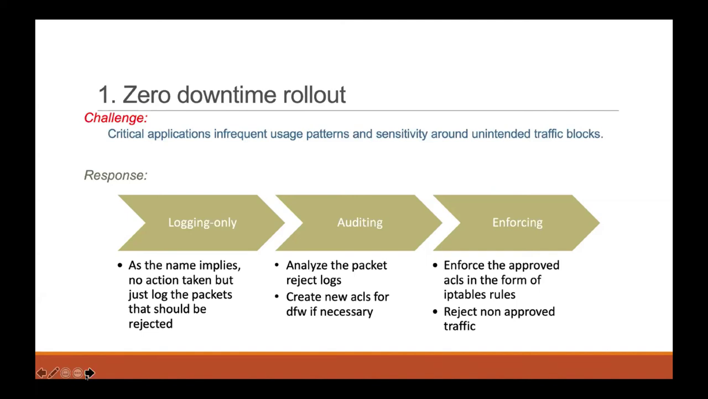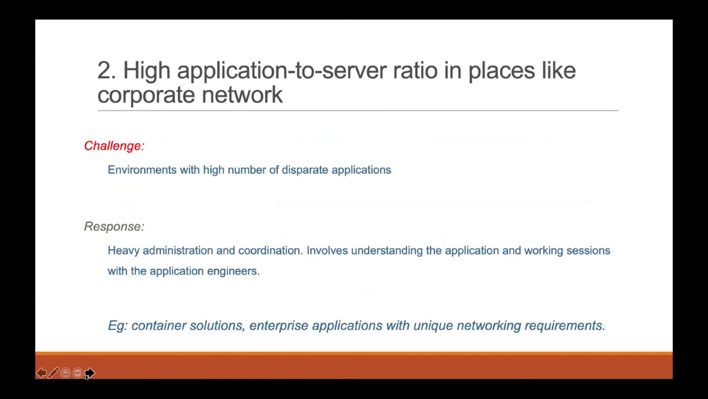Next slide. So the next challenge is the high application to server ratio in places like corporate networks, mainly which are not serving user traffic. It's basically applications which are running inside the LinkedIn infrastructure, right? With the scale that LinkedIn operates at, there are a lot of applications running, and they're all different. No one application can be matched to another application. For example, an application may be based on containers, and some of them will be running on bare metals, and so on.